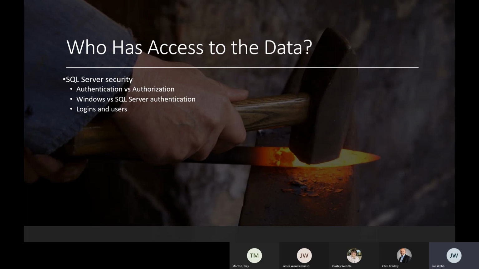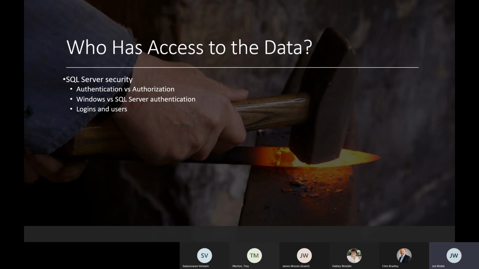Authentication is essentially verifying that the person who's trying to connect, or the service account that's trying to connect to the SQL Server instance, is who they say they are. So when I log on to someone's SQL Server, that SQL Server needs to know that I am who I say I am. And that's the authentication component.